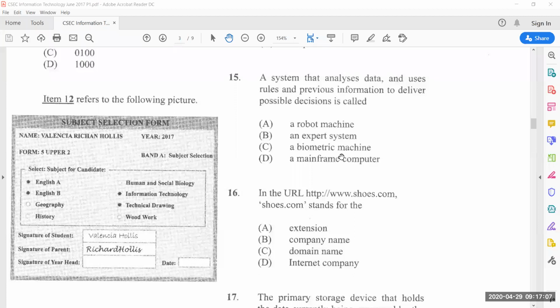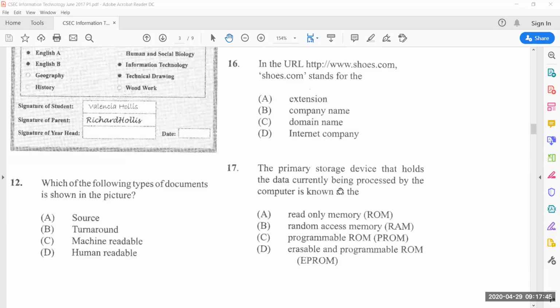It's using rules from previous information. So examples of that will be persons who are competent and experts in certain fields, for example, doctors who have performed certain procedures. In a case like that, where the system uses previous information, it is known as an expert system. Our mainframe computer is more of a powerful computer system. All right, let's move on to 16.